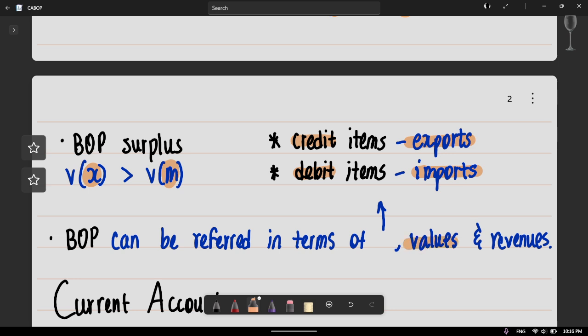Now, another way is the value that we talked about, the V, and we can also talk about revenue. Balance of payment surplus, for example, again, we could say when the revenue from the exports is greater than the revenue from the imports. That's also one way we could definitely describe it.